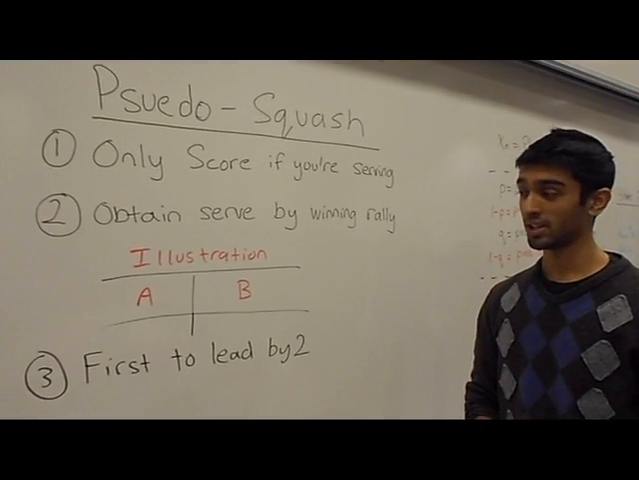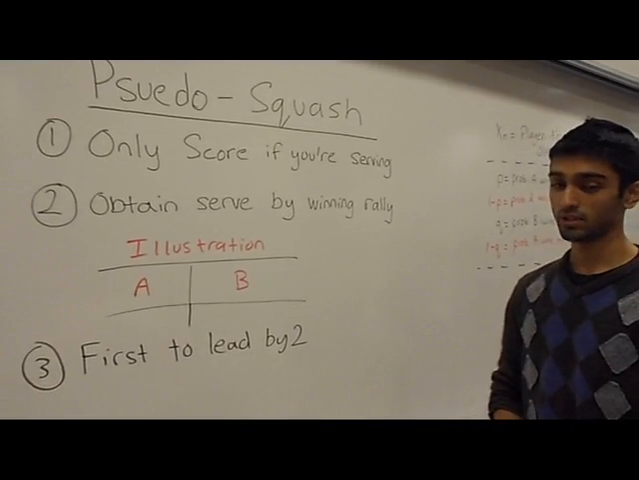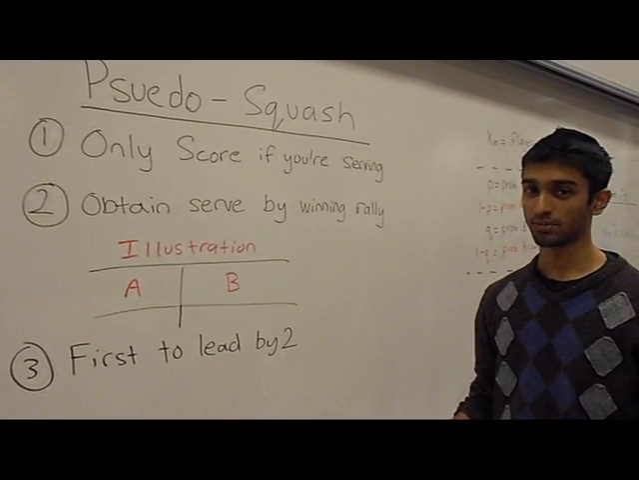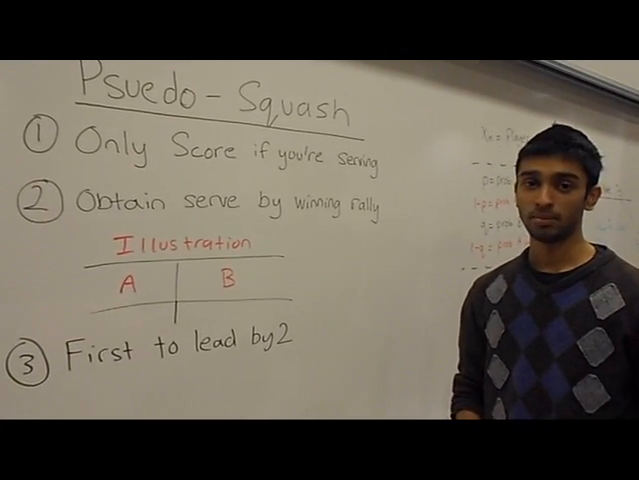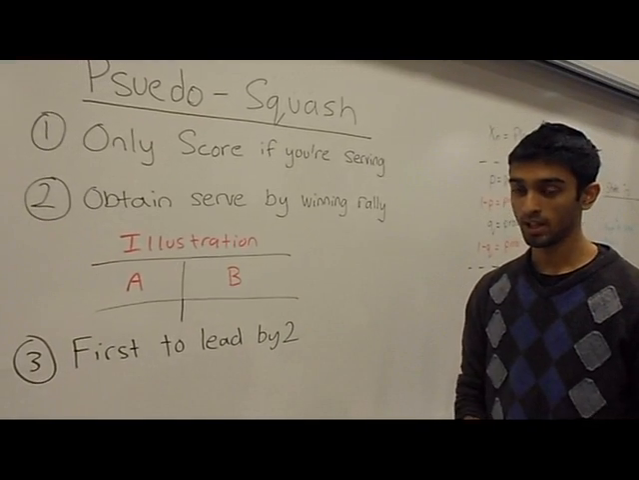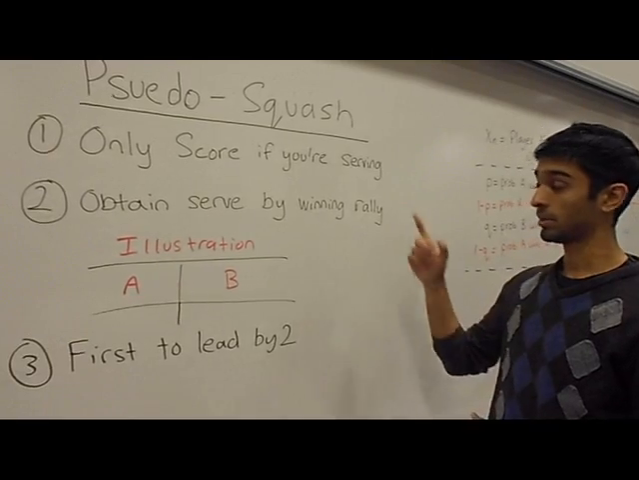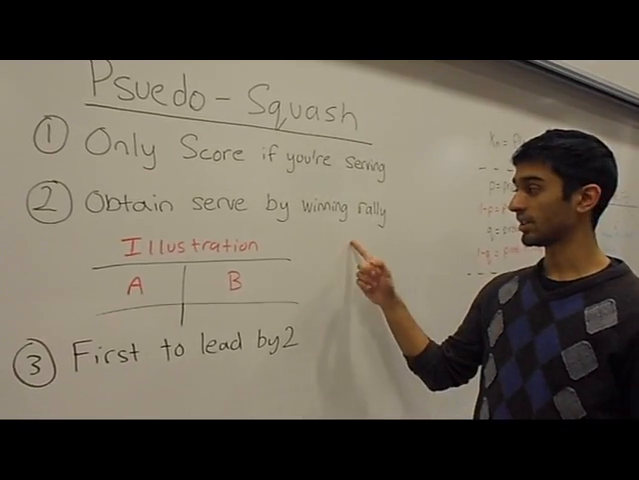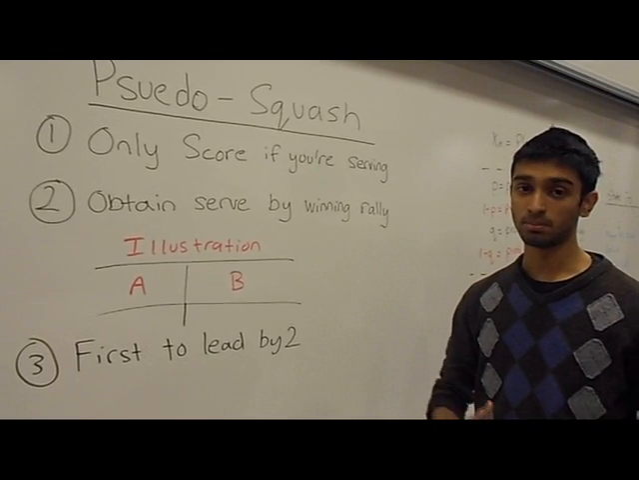For those of you who don't know how the game of squash works, usually squash works up to the first player to get 9 points. I'm going to keep it simple and just say it's the first person to get 2 points. Basically, there's two players. If I'm player A and I have a friend over there who's player B, I can only score a point if I'm the one who's serving. So the person who's serving can score points. In order for the other player to get serve, he must beat me in a rally.